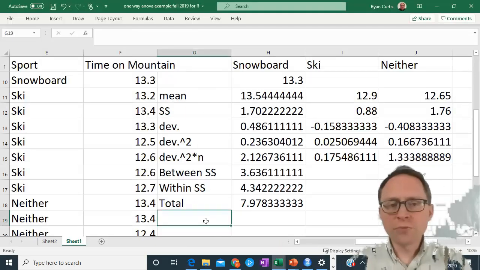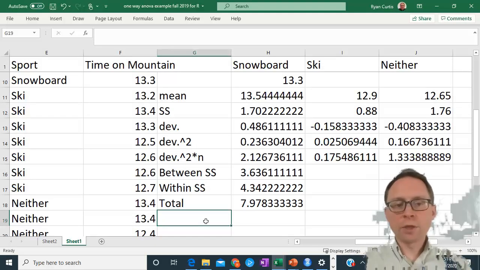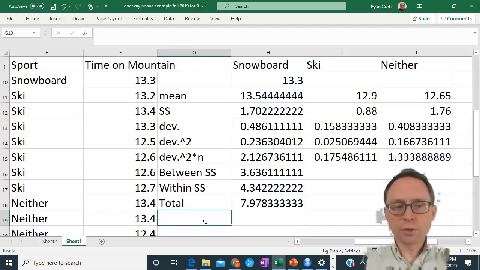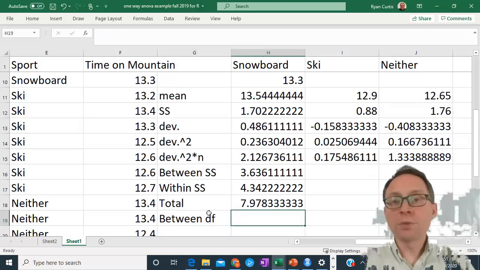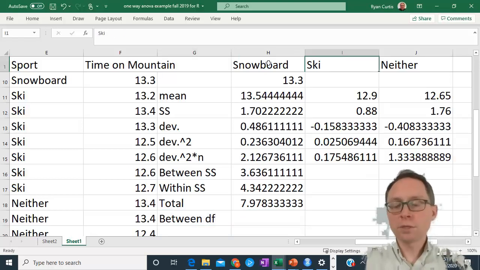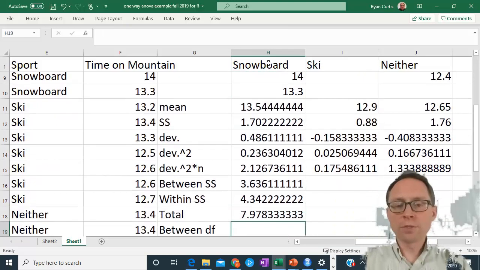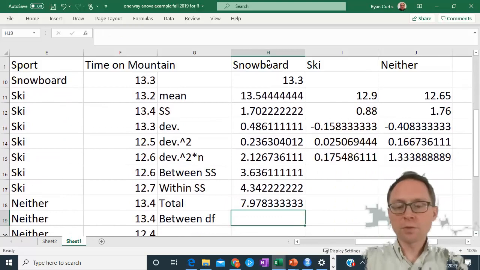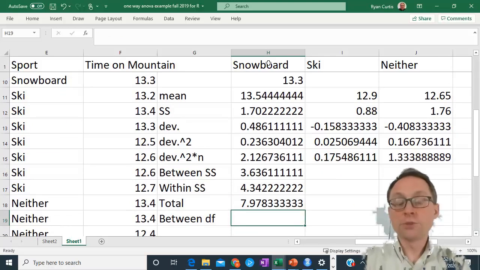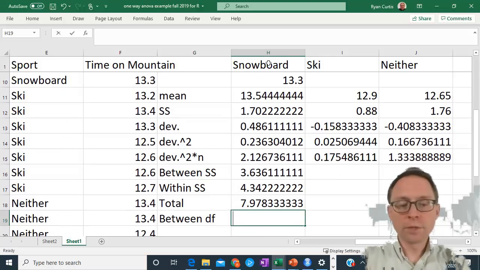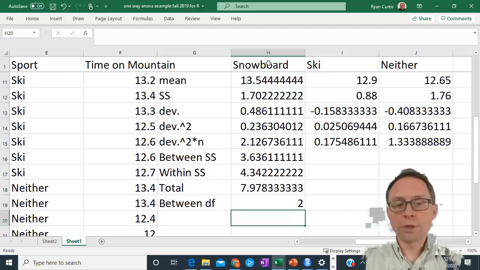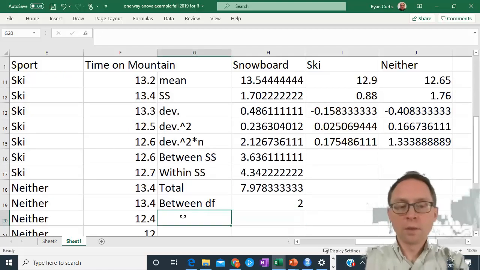So let's get the degrees of freedom for each group, and then for both. This is the between degrees of freedom. How many groups do we have? We have snowboarders, skiers, and neither. 3 groups, and 3 minus 1 equals 2. So it's going to be 2.